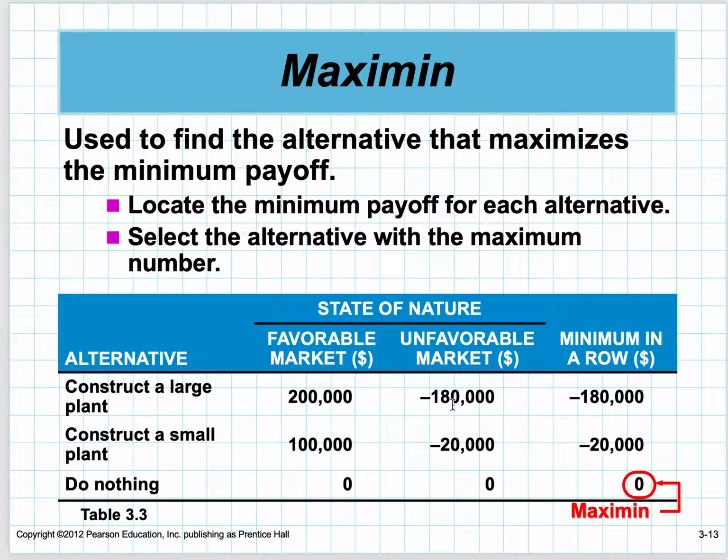They look at this. They don't look at how much you can make. They look at how much you can lose. Well, I can lose $180,000. I'm not doing that. Ooh, I could lose $20,000. I'm not doing that. I don't lose anything with this choice. I'll pick that choice. Okay, so it's Maximin. You pick the minimum of each row, and then you pick the maximum of those. So you take the alternative with the least possible loss, which in this case is 0.